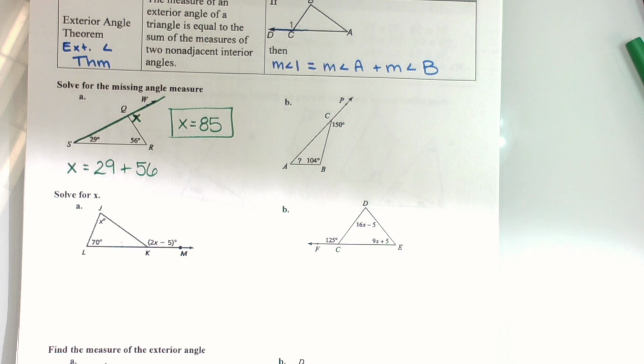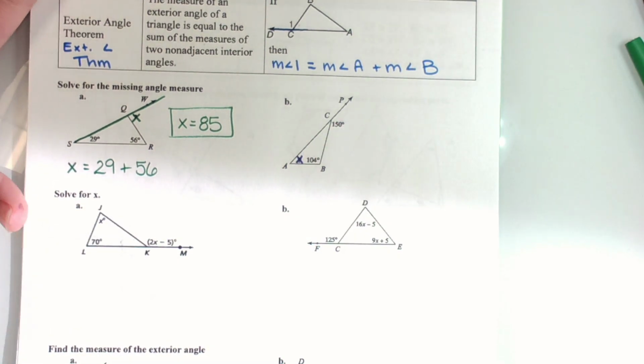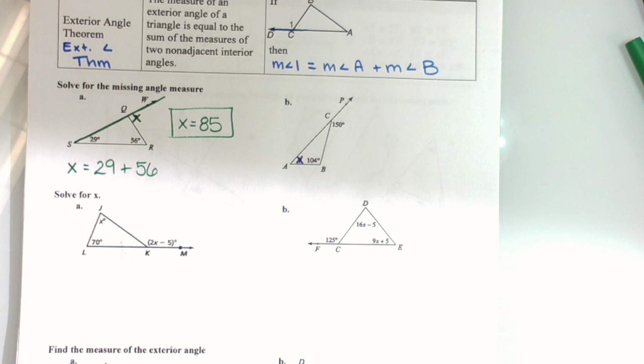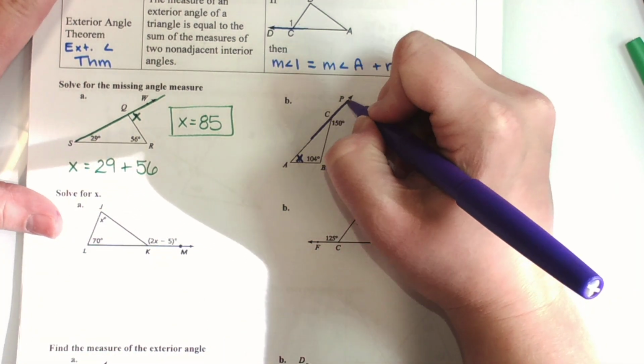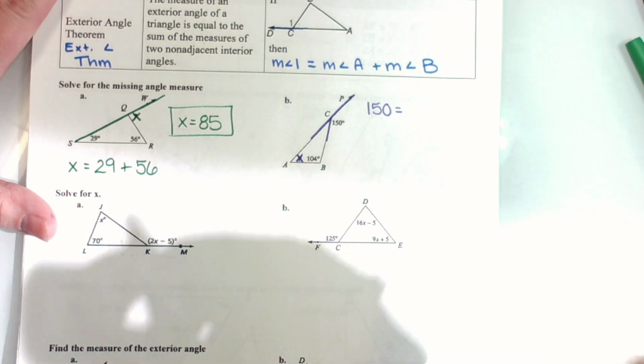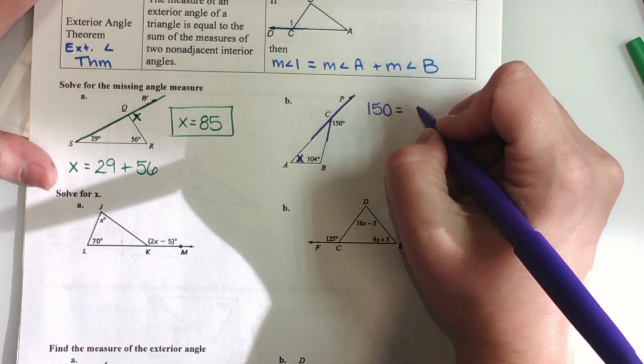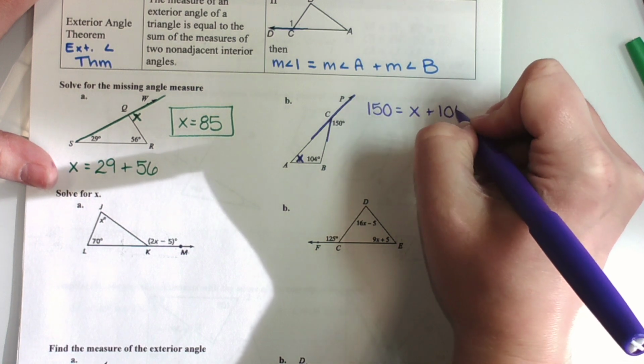Okay? Question B. I see a question mark. I'm going to change it to an X. Do we have an exterior angle? Yeah. Which one's the exterior angle? It's 150 degrees because it's an extension of a side and the other side together make that angle. The exterior angle is the one that is equal to the other two added together. The two that are added together are the ones that are not right next to the 150. Which ones are those? The 104 and our X, A and B in this case. X plus 104. It doesn't matter what order you add them in.